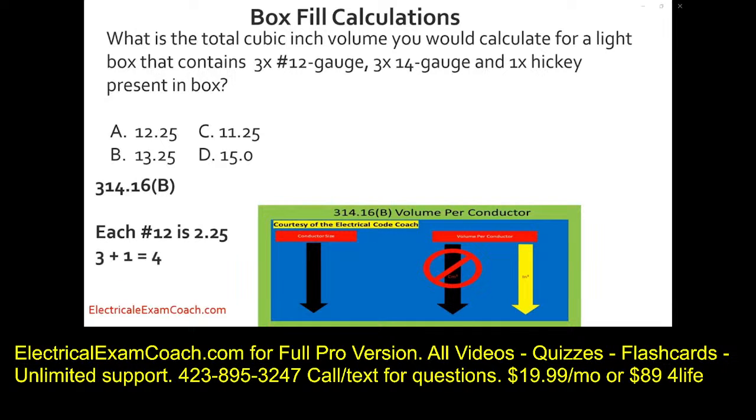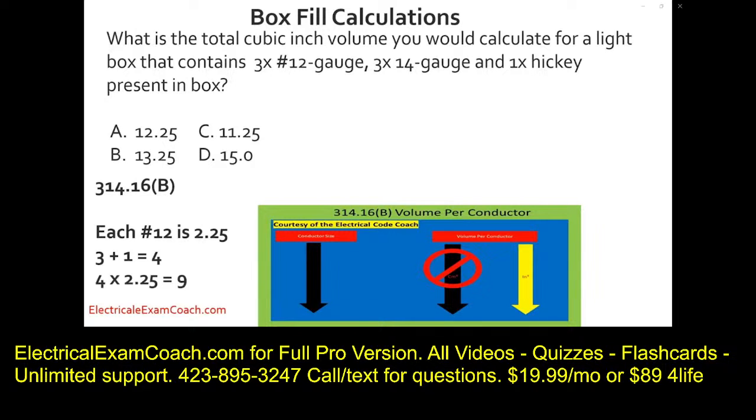We know that we have the 3 number 12s, but now we got to deal with our fittings. In this case, we have 1 hickey. Each hickey counts as 1 based off the largest conductor that's in the box. And what we're going to do is group it with the 12s. We have the 3 original conductors, the 1 fitting. We have 4 number 12s. We bear that math out and end up with 9 cubic inches.